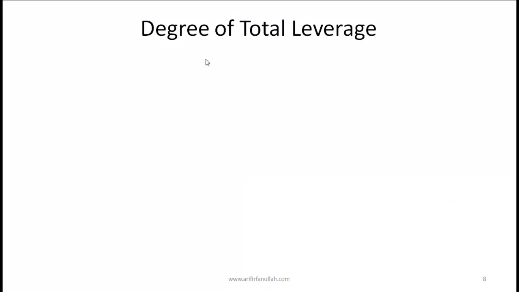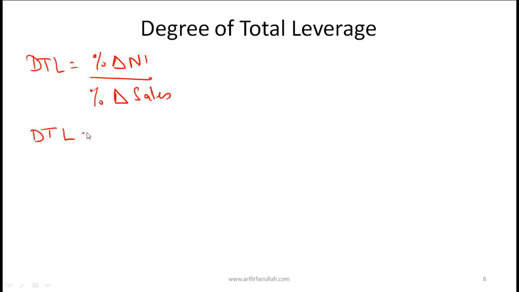Degree of total leverage. DTL is the percentage change in net income divided by the percentage change in sales. So this is essentially combining degree of operating leverage as well as degree of financial leverage. Another way of writing DTL is that it's degree of operating leverage multiplied by degree of financial leverage. And the third and final way of writing this is the following formula.